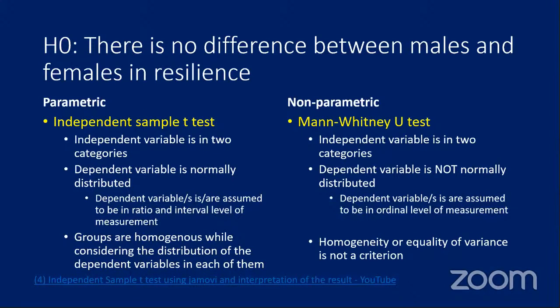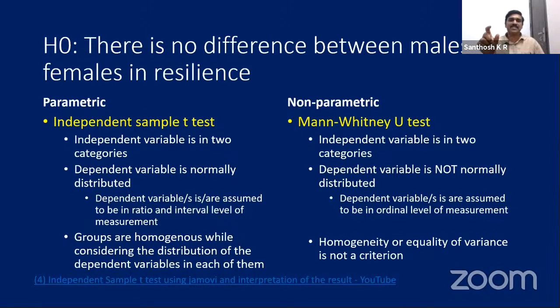So in the non-parametric test, which we call the Mann-Whitney U test, again, the independent variable has to be in nominal form. The dependent variable, even if it is in interval form, we will convert it into ordinal form, and then we will do the analysis. There is something called homogeneity that I will talk about later if we have time or if we get another class. First, let me go through some of the tests like this.